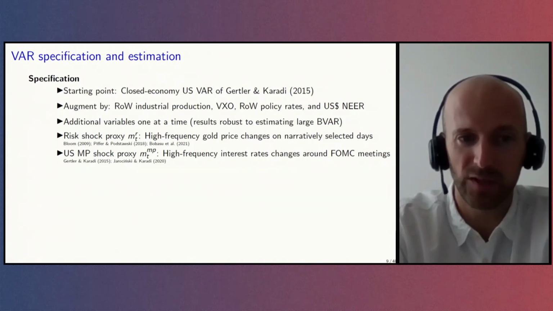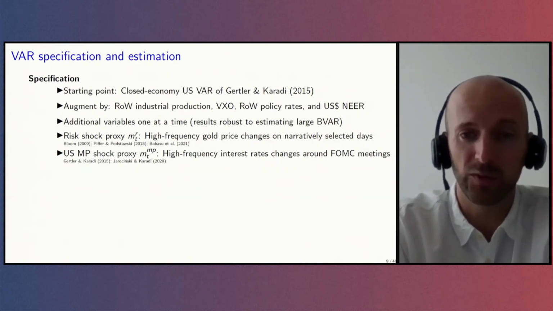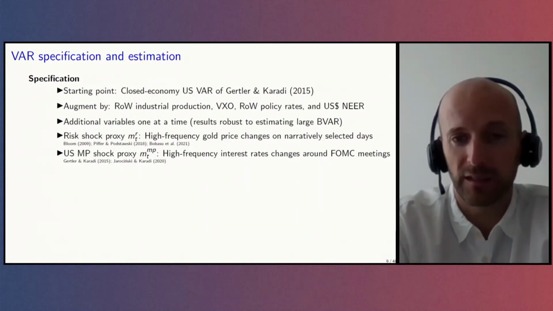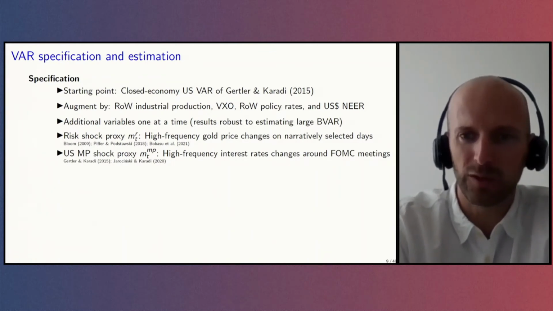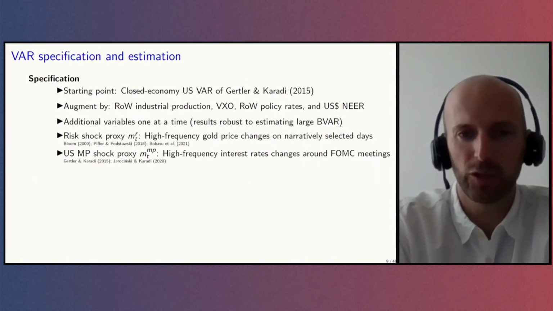They also refined the selection, and in particular, they introduced the use of changes in the gold price, given that it is the ultimate safe asset. And then Bobasso and others just extended the list of dates. So I'm going to give you examples of days that have been selected by these authors on the next slide, where I show you the time series plot of this risk shock proxy variable. Okay, so again, it's intradaily changes in the price of gold on narratively selected days that are arguably related to global risk events.